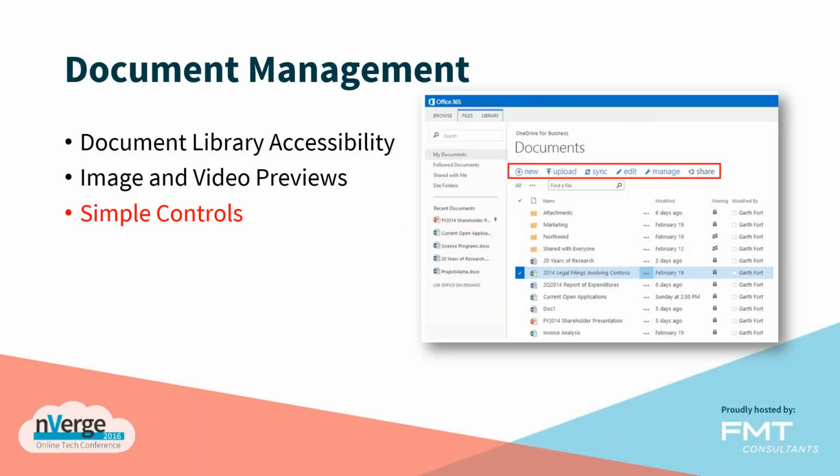Simple control. So the simple control feature in SharePoint makes it easy to create new Office documents, as well as upload files, synchronize files for offline use, and share files. Now, in previous versions, some of these options were only available if you went inside of the ribbon and selected them, but now you can select them directly inside the library.